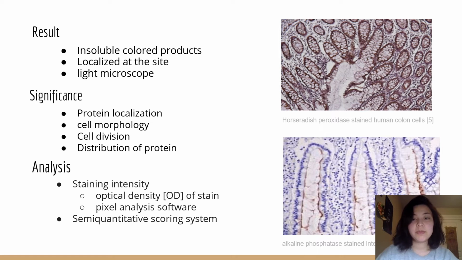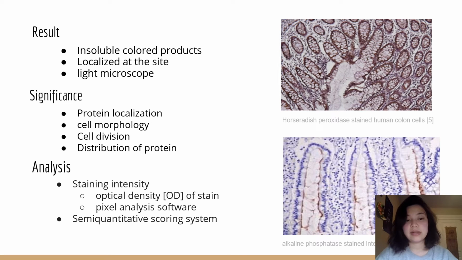The results from immunohistochemistry are insoluble colored products or precipitations. They are localized at the site where they are formed, which can be observed directly under a light microscope. They provide information on expression of antigen on tissue, protein localization, cell morphology, cell division, and distribution of protein.